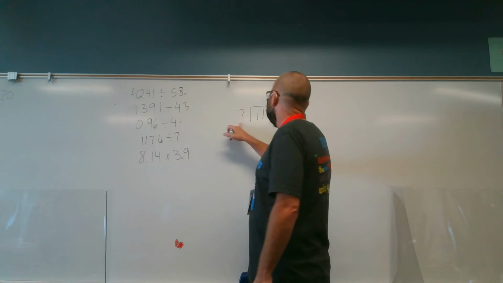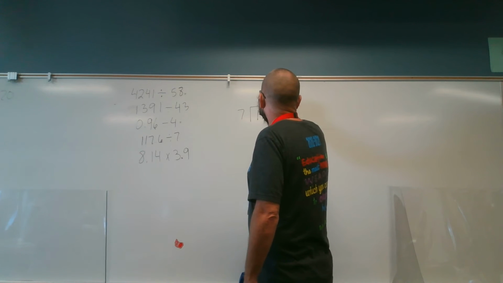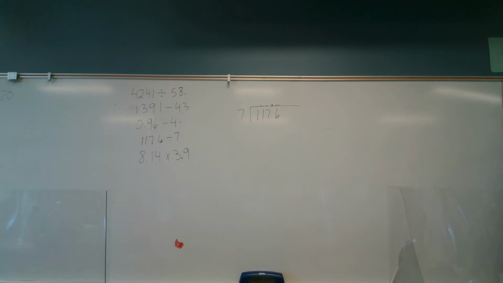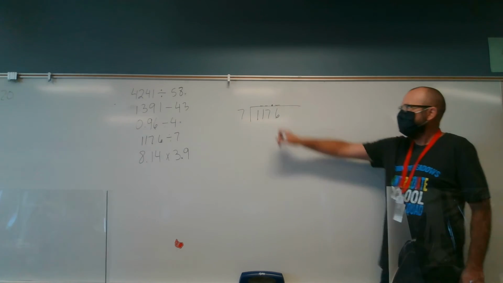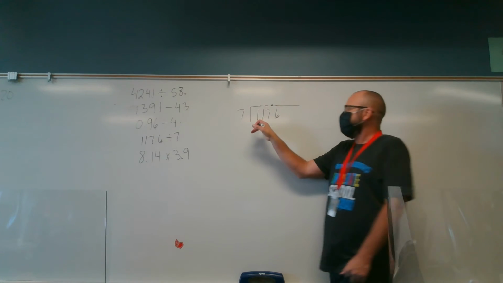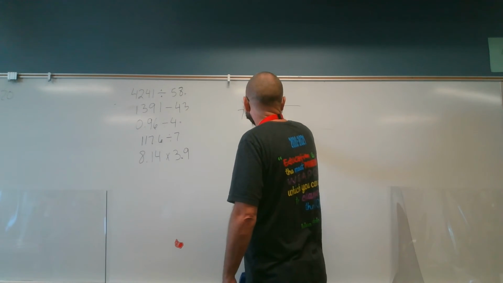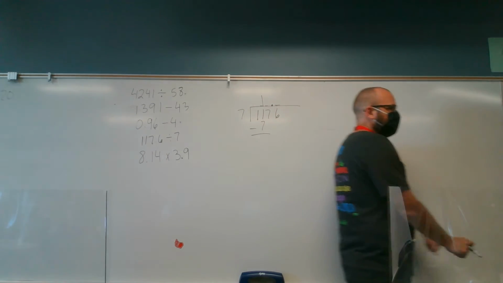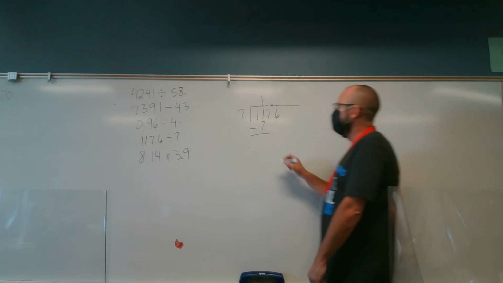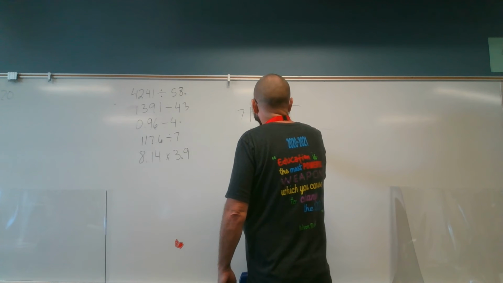7 doesn't go into 1, 7 goes into 11 once. So I have 2 digits in front of my decimal point. That's why it's important to figure out where they go. 7 goes into 11 how many times? Once. 11 subtract 7 is? 4. I bring down my 7.